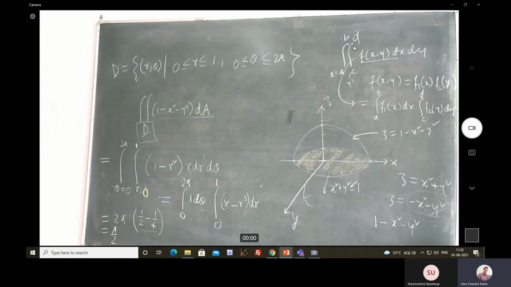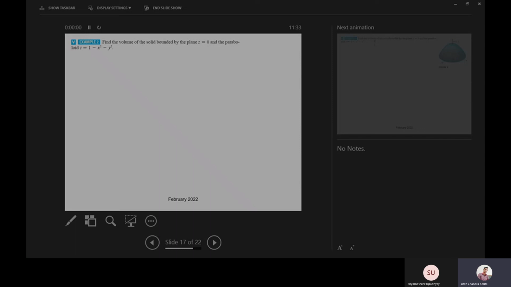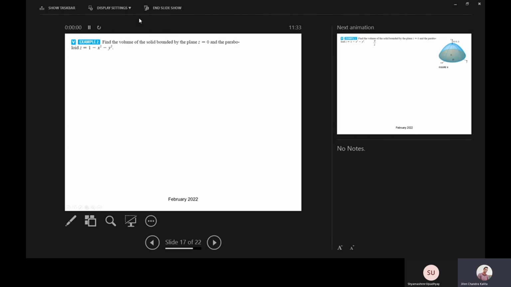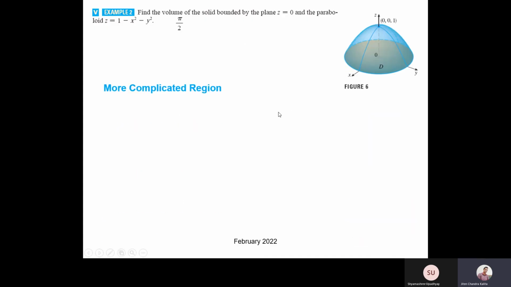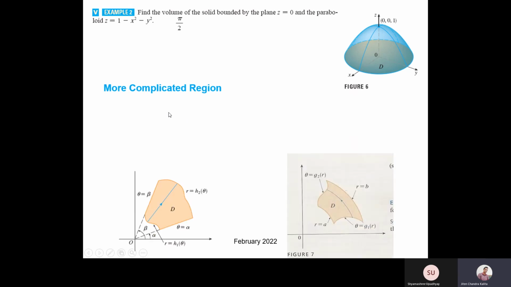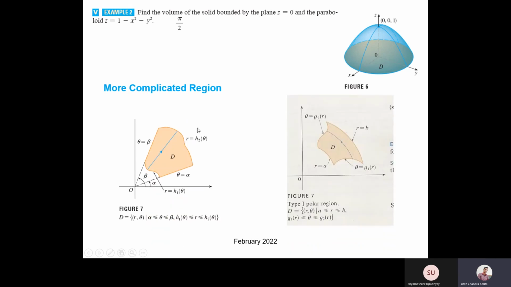Before that, I'll just tell you one more. Whatever we did in the Cartesian coordinate system, for the polar coordinate system also we can have type 1 and type 2 regions. So I'll just show it to you. This was our example, and the answer is pi by 2. Now suppose you have a region like this.